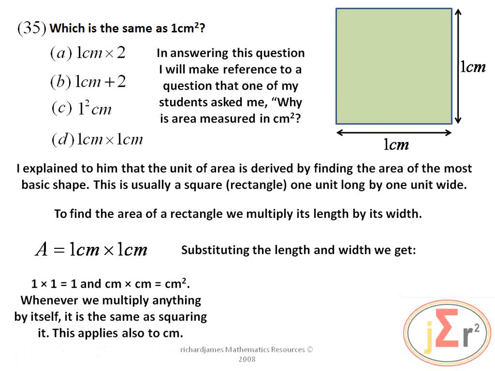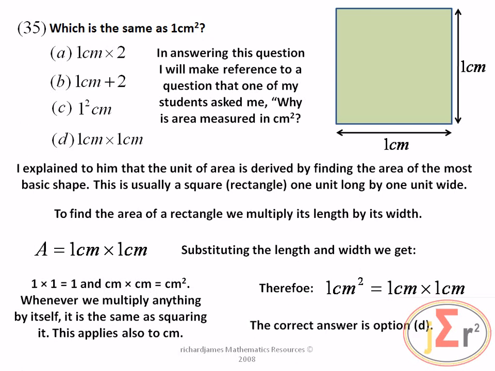So when multiplying, what do we do? We say 1 multiplied by 1 is 1. And centimeter multiplied by centimeter is centimeter squared. Whenever we multiply anything by itself, it is the same as squaring it. This applies also to centimeters. If we are multiplying centimeters 2 times, then we have centimeters raised to the power of 2. Therefore, 1 centimeter squared is equal to 1 centimeter multiplied by 1 centimeter, and the correct answer is option D.